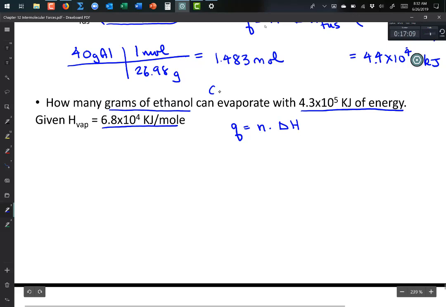That's C2H6O. I'm making it easier for you guys. If I remember right, that's 46, but 12 plus 6 plus 16, yeah, this is 46 grams per mole. Got it?